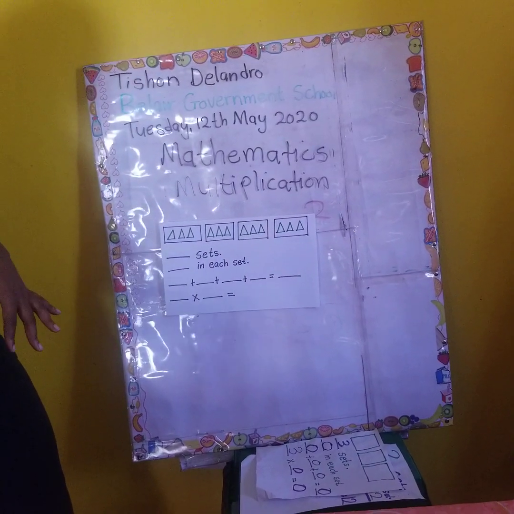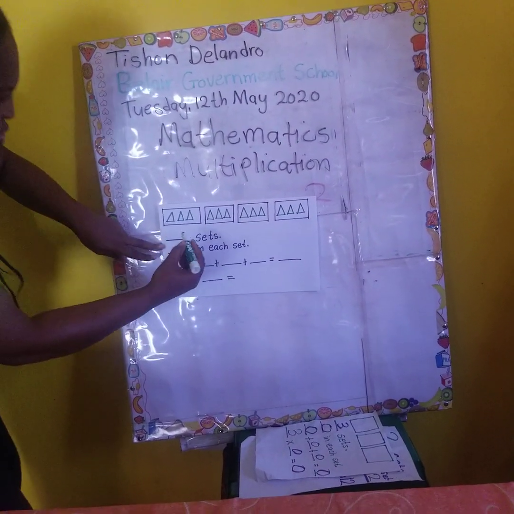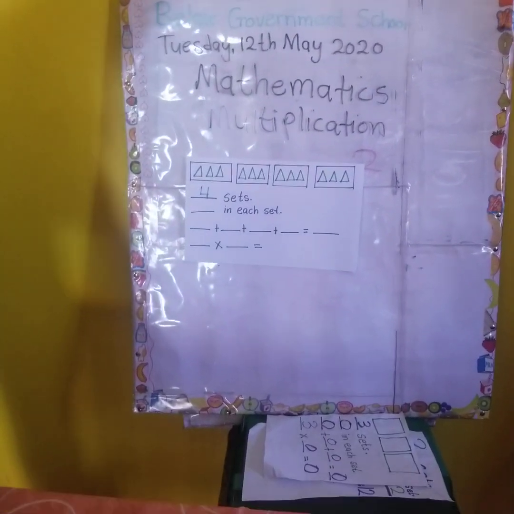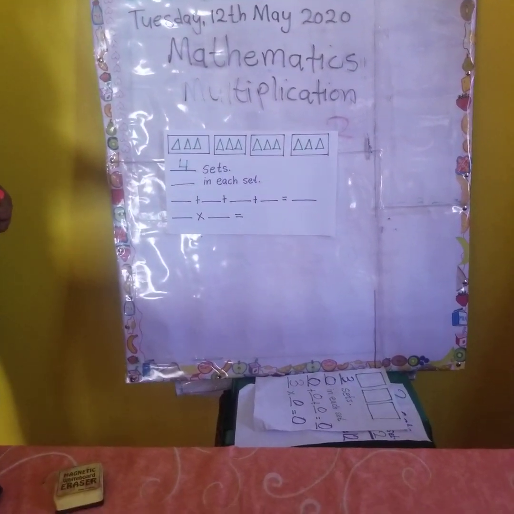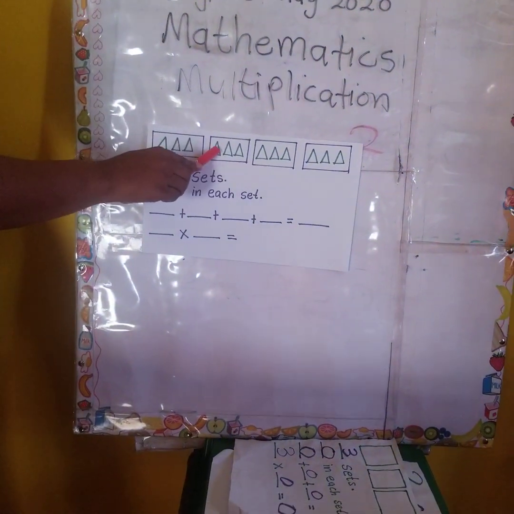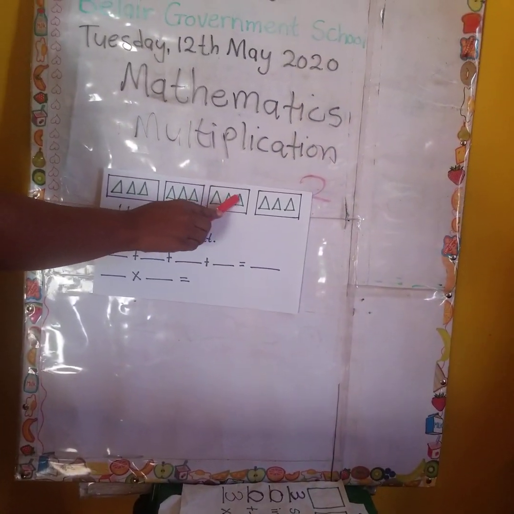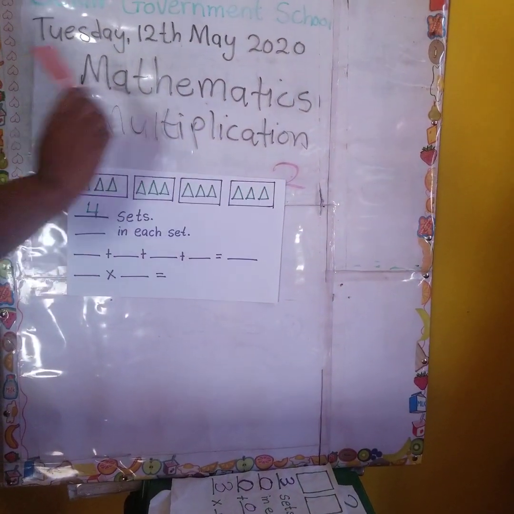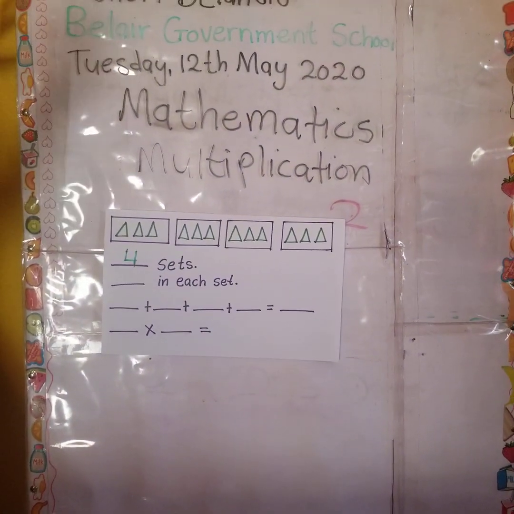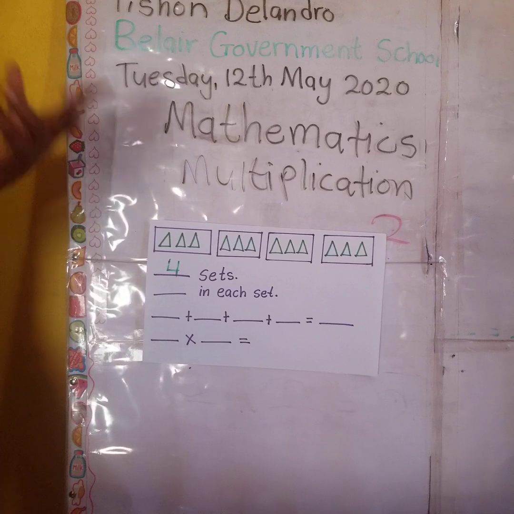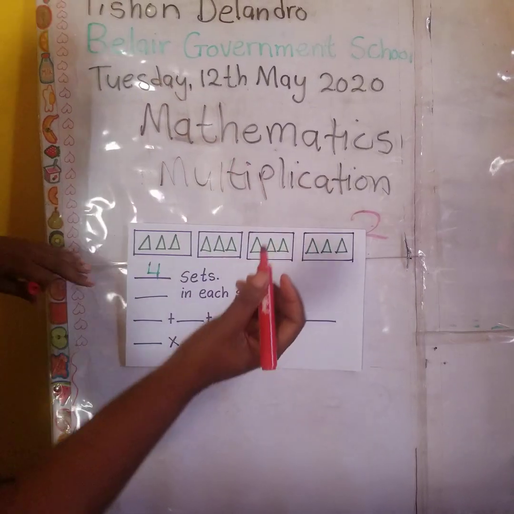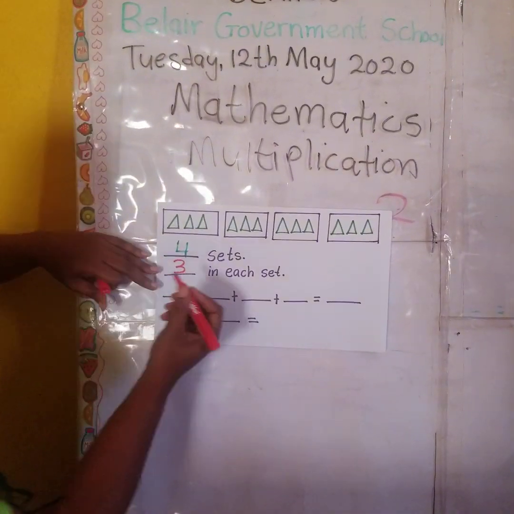And how much do we have in each set? 3. Are you sure? Let us see. 1, 2, 3. 1, 2, 3. 1, 2, 3. 1, 2, 3. And you have to remember that our sets must always be equal. It must always have the same amount, especially when we are sharing a number. So we have 3 in each set.